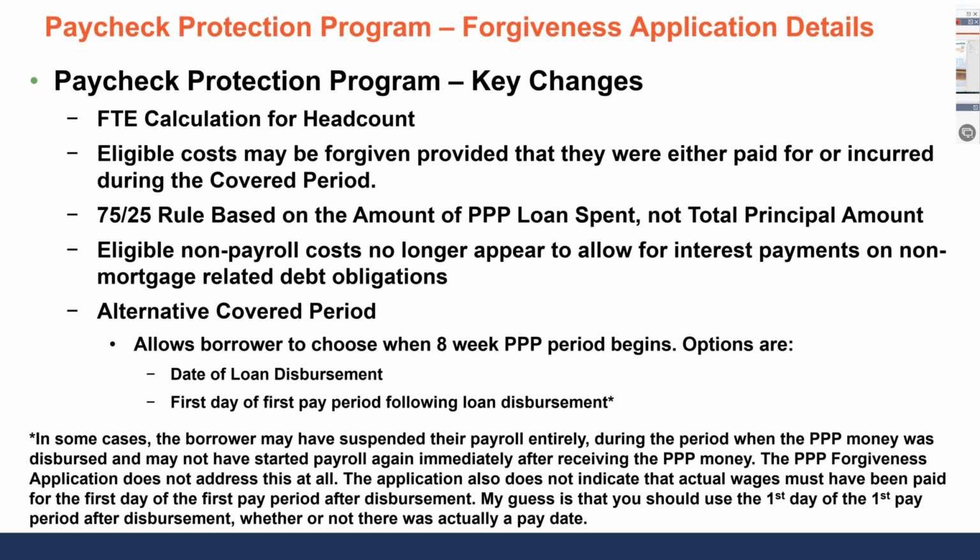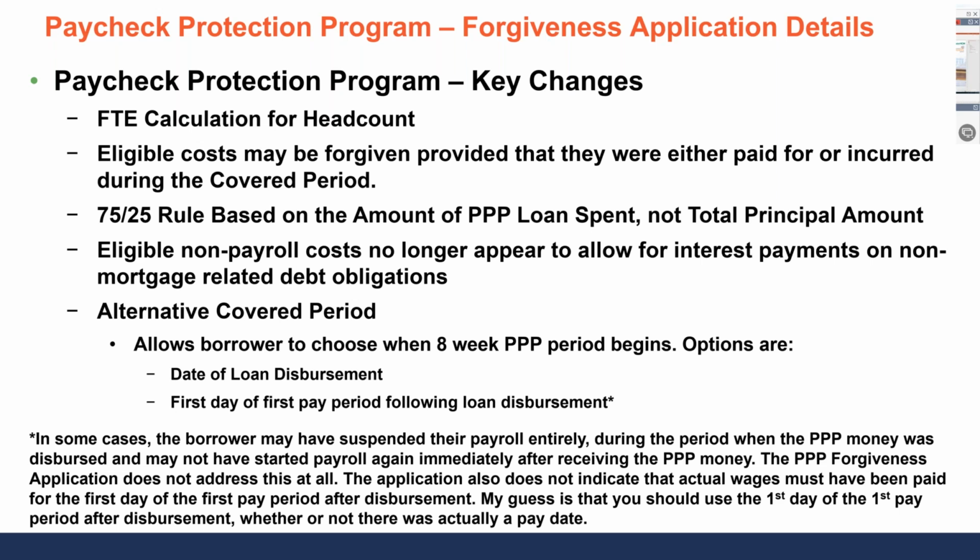So, one of the thoughts on people's minds now that you're thinking about the alternative covered period might be: oh, that's great, because we had suspended our payroll for 3 pay periods, and we actually picked things up in the second pay period after the disbursement date. We had no pay date in that first pay period. I guess I'll just read this.